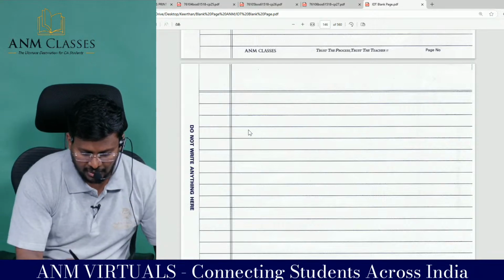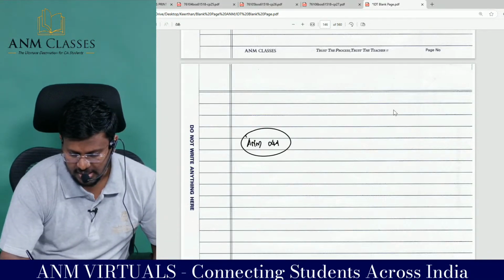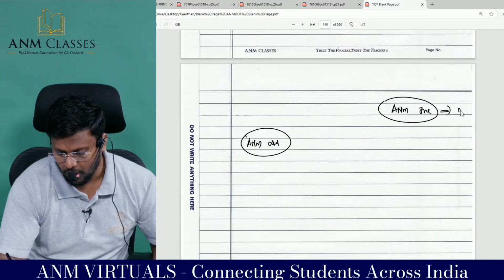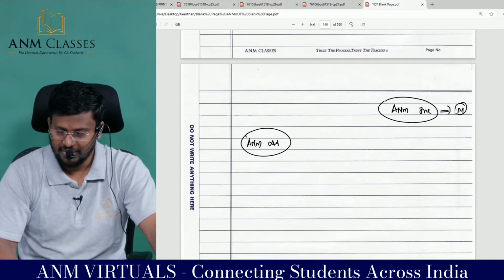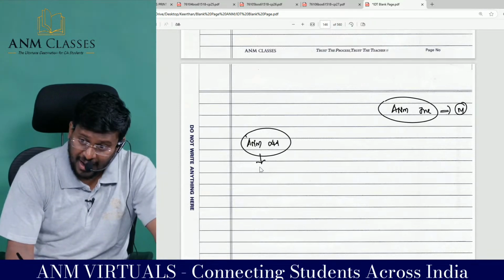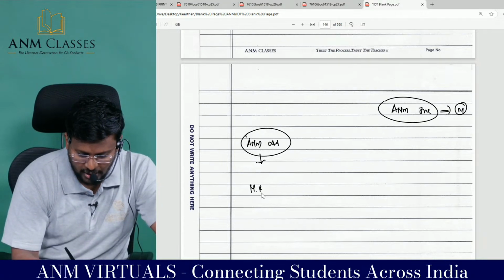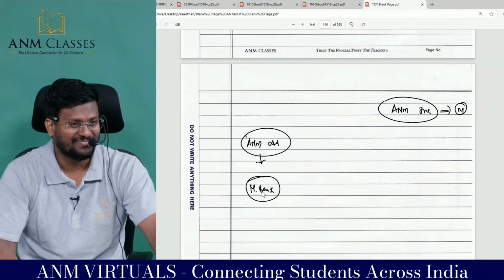For example, this is ANM Limited, and this is ANM Incorporation. This ANM Incorporation, assume they are situated in Mauritius. This ANM Limited is situated in India. They are manufacturing Mercedes-Benz in India.